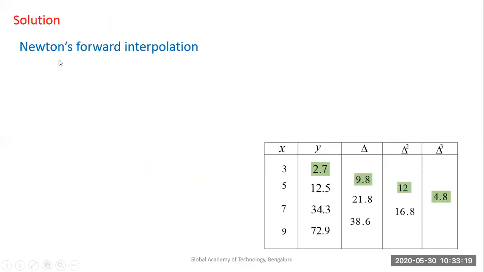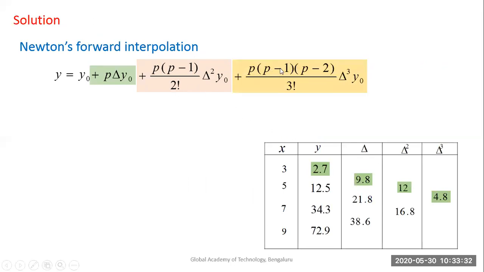Now use Newton's forward interpolation formula. So y is equal to y0 plus p into delta y0, plus p into p minus 1 by 2 factorial delta square y0, then p into p minus 1 into p minus 2 by 3 factorial delta cube y0. We stop at this point because we have only up to delta cube. Then substitute p value and its forward differences.